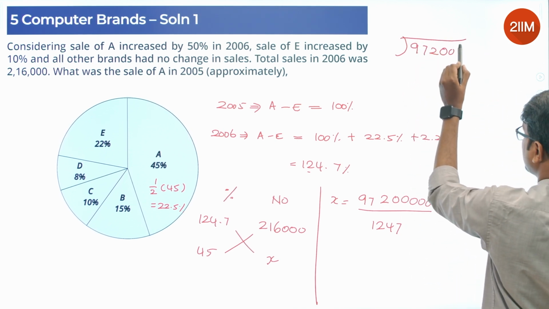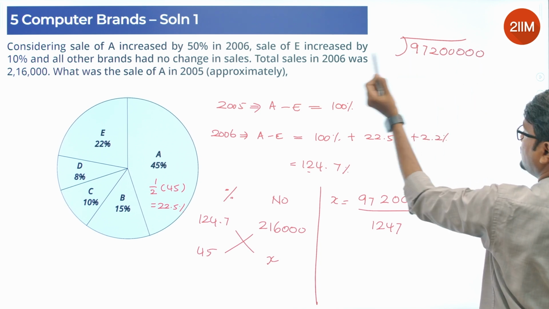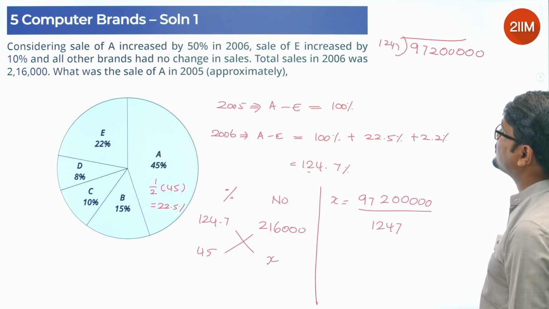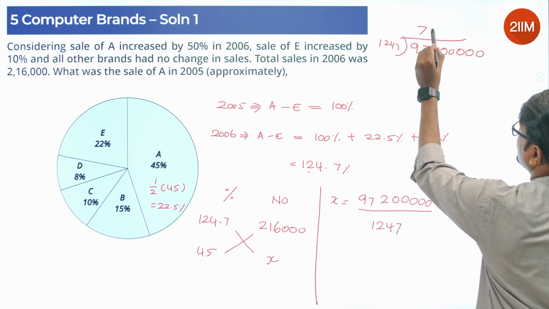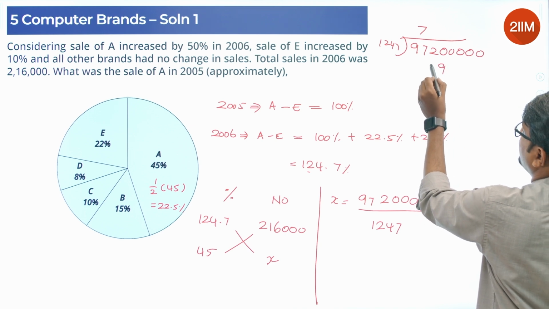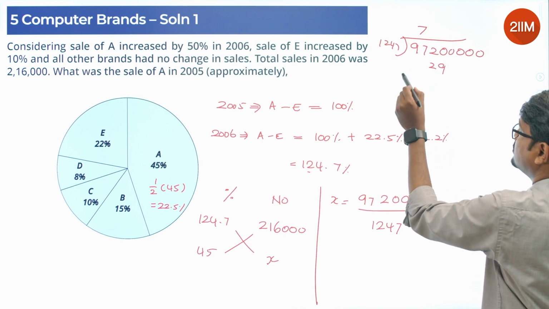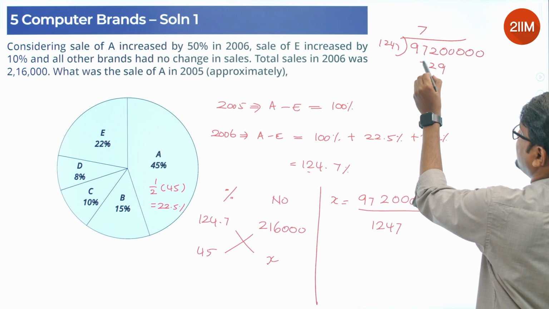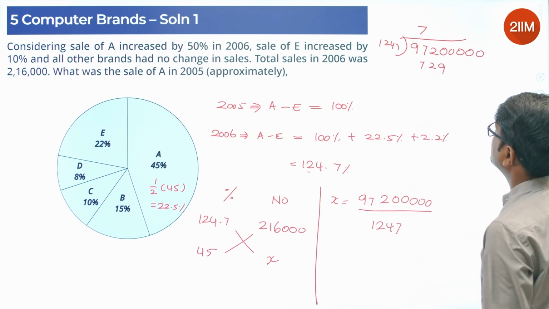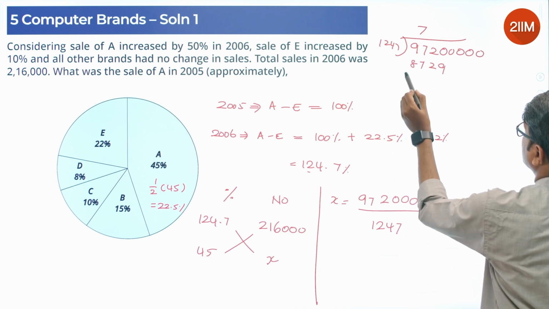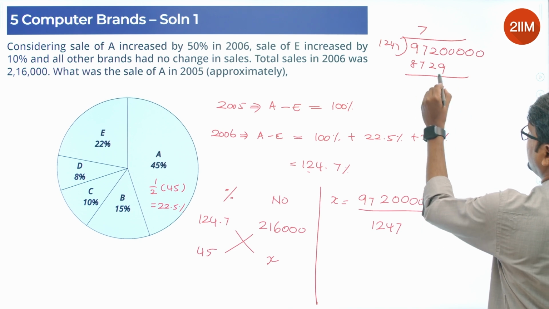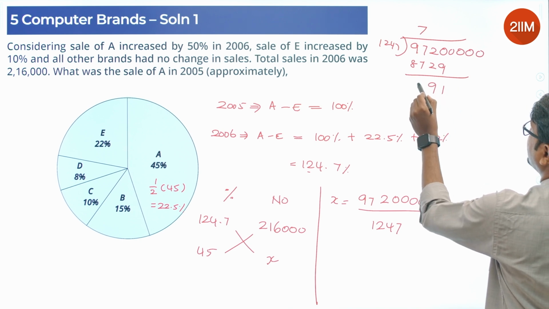97200 and 000. So we'll start with 1247. 1247 times 7 should be closer to this. Okay, so 49, 28 plus 4, 32, 14, 17, and then 8. So it should be like 1 here, 9 here, and then 9 here.